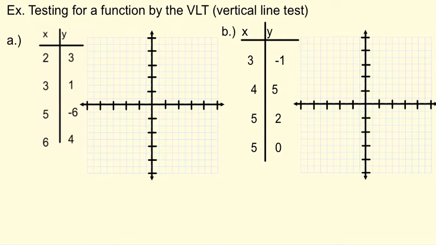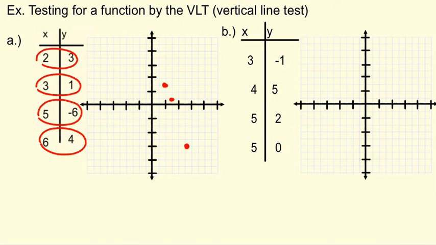Now here are more examples. We're going to go ahead and work on these together. So let's create our ordered pairs. We have a table here on example A. So let's graph ordered pair (2, 3). So over 2, up 3. Over 3, up 1. Over 5, down 6. And then over 6, up 4.